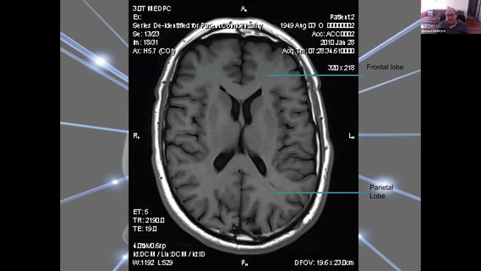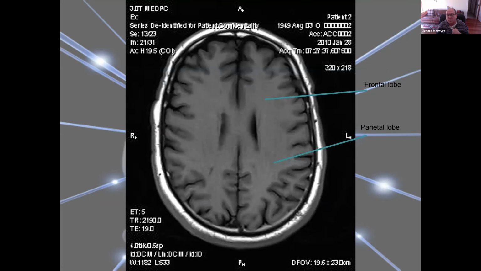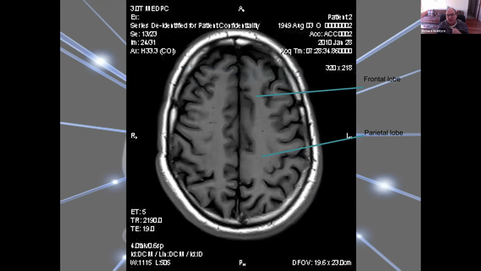Now we're coming further up. We see that the CSF's dark, so we know that it's a T1 scan. We'll go through the structures in a minute, but at the moment we're looking at the frontal lobe and the parietal lobe, where they meet. And then we can see the difference between the grey matter and the white matter. There's a very good difference between those two on this type of image. On a T1 weighted image, the grey matter is dark and the white matter is bright. That's quite important.